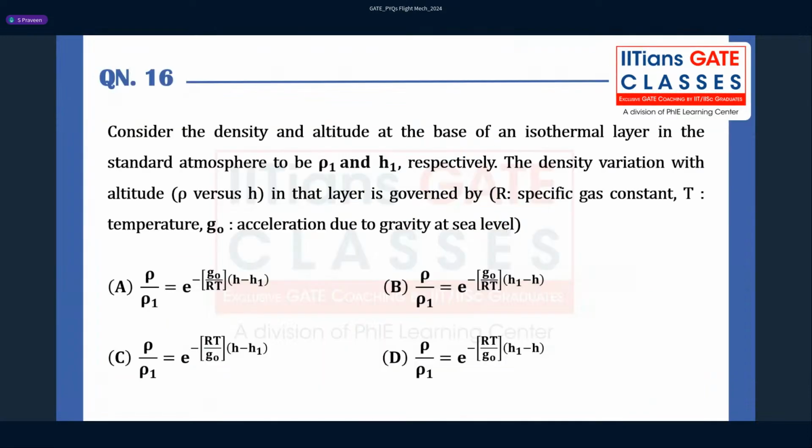Consider the density and altitude at the base of an isothermal layer in the standard atmosphere to be rho 1 and h1 respectively. The density variation with altitude, rho versus h, in that layer is governed by, so we have four options. Rho by rho 1 is equal to e to the power minus g naught by RT times h minus h1. Rho by rho 1 equal to e power minus g naught by RT times h1 minus h. Rho by rho 1 is equal to e power minus RT by g naught times h minus h1. And rho by rho 1 is equal to e to the power minus RT by g naught times h1 minus h. Right? So let's do this pretty simple one.